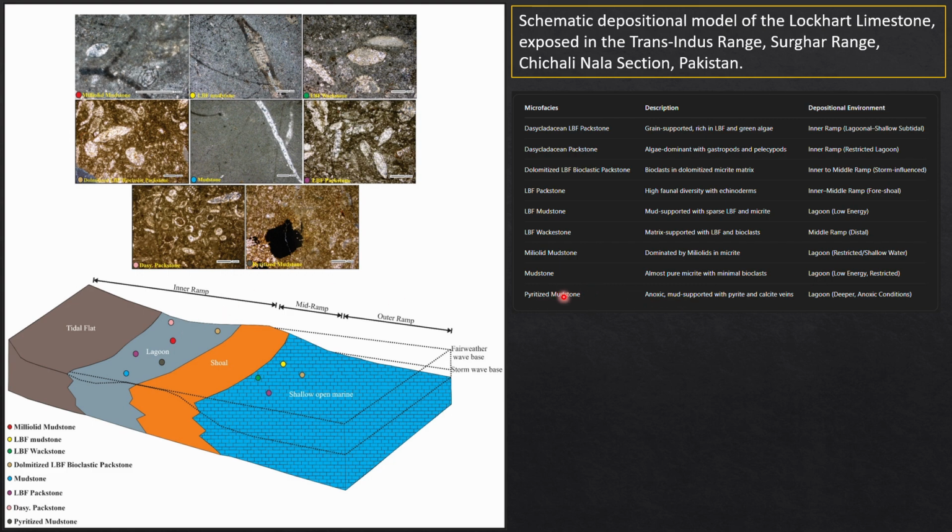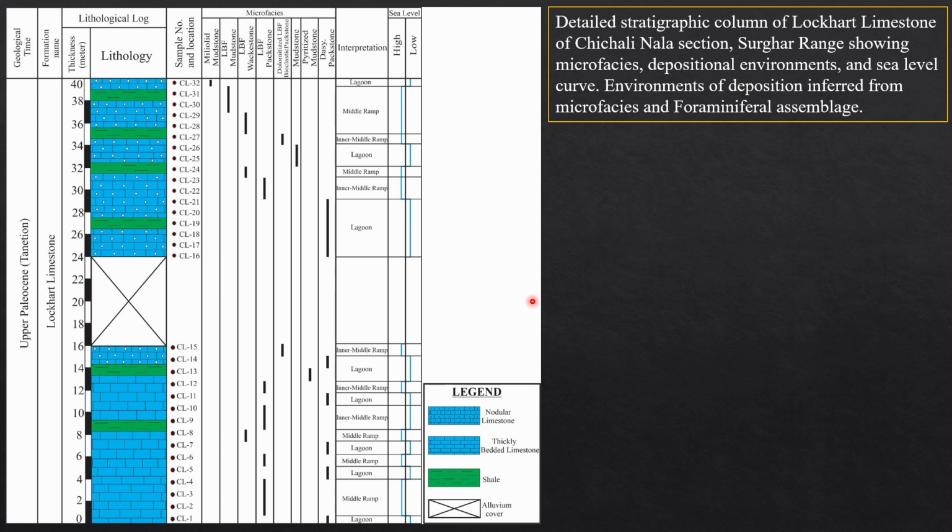And the pyritized mudstone is lagoon, but pyritized means anoxia, meaning it's the deeper lagoonal part, in which different organisms release sulfur, which reacts with the lagoonal water to form iron sulfide, and pyritization occurs. So basically this is the detailed stratigraphy of each sample, giving different environmental interpretations. For example, CL2 gives us the LBF packstone, so it means that it is middle ramp, and CL19 gives the dessicated packstone, so it gives the lagoon facies.